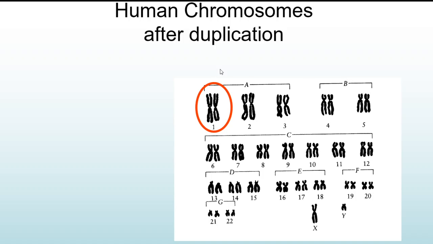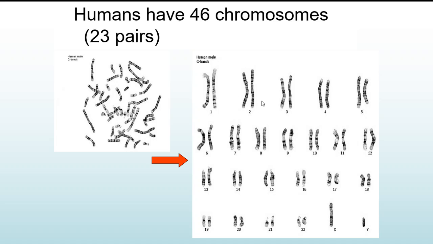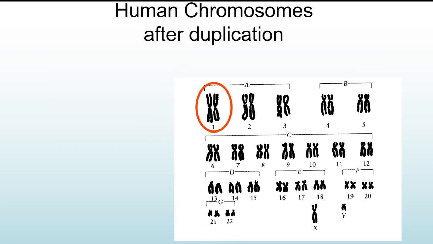And so human chromosomes after duplication. This is what they look like. Here is what yours, or a man's, may look like before they go through meiosis, before anything else. After the first round of meiosis, we get duplication. So you can see we have chromosome 1, but now we have 4 copies. And that's because now they're replicated. And that is what happens in that first stage.